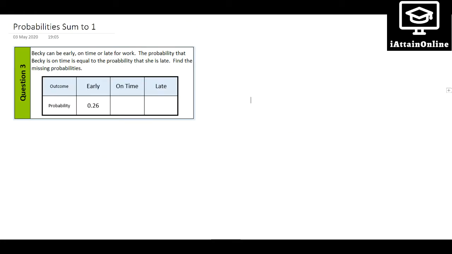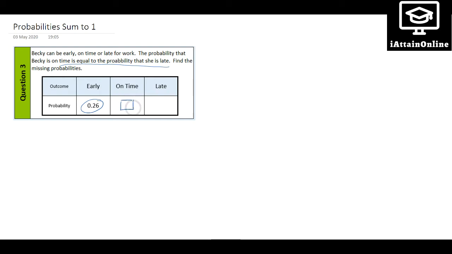Okay, last 2 examples. These wordy ones tend to catch people out. So Becky can either be early, on time or late for work. The probability that Becky is on time is equal to the probability that she is late. And we have to find those missing probabilities. Now, there are 3 options here. She can be early, on time or late. We are only given one of the 3. However, we are told that the probability of her being on time and late are equal. That means they are the same.